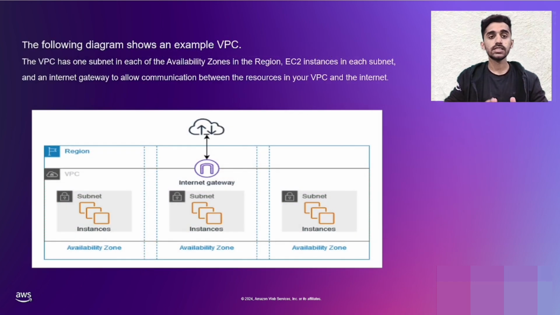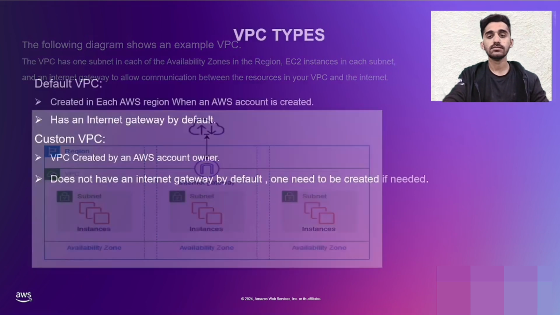So let's illustrate with the diagram. This diagram shows an example of VPC, and we have 3 availability zones and 3 subnets here and 1 internet gateway attached to this VPC. Don't worry guys, we will break down each component one by one.